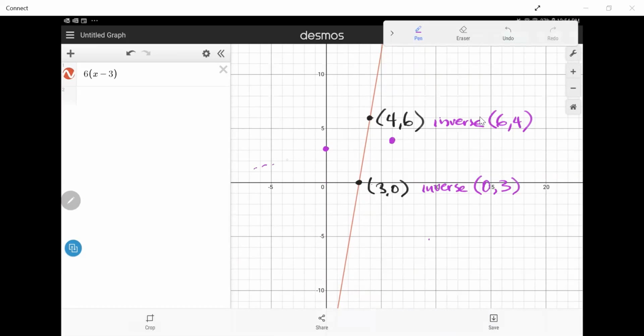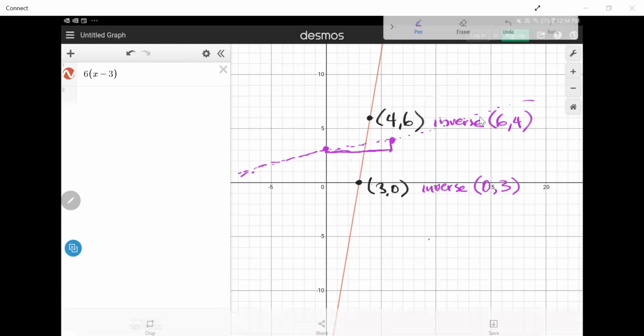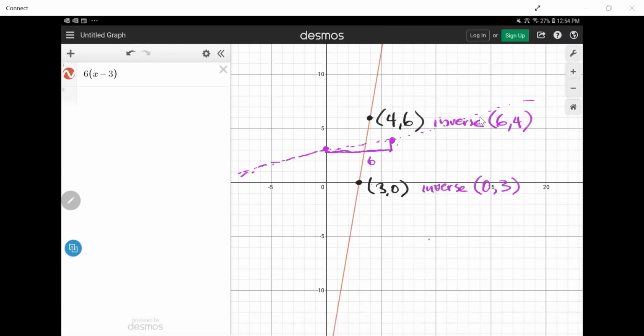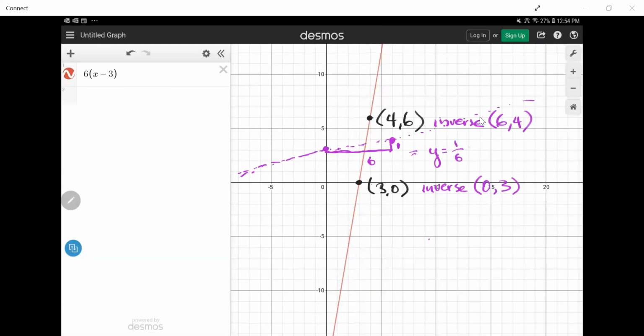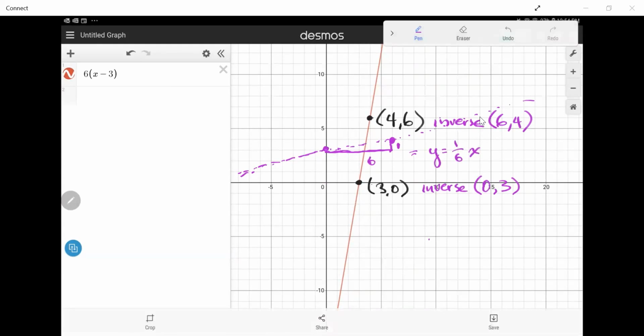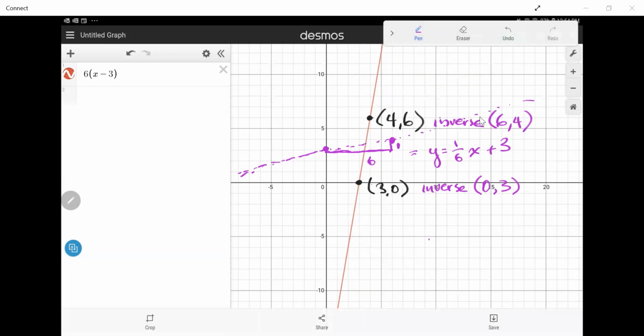So now I can draw a line, right? The inverse function of this is a line that looks like this. And you could actually figure out what that line was by using your awesome algebra skills. This has a run of 6 and a rise of 1, so the slope is 1 over 6. So this is y equals 1 over 6x plus 3. That's the inverse of that line.